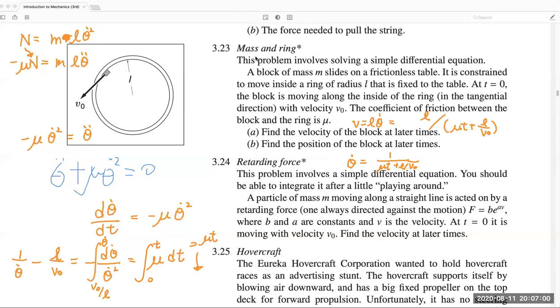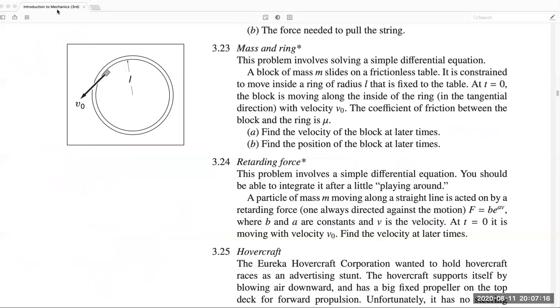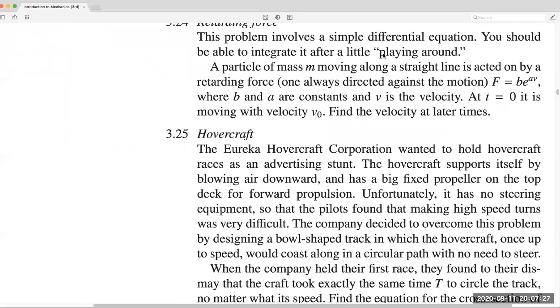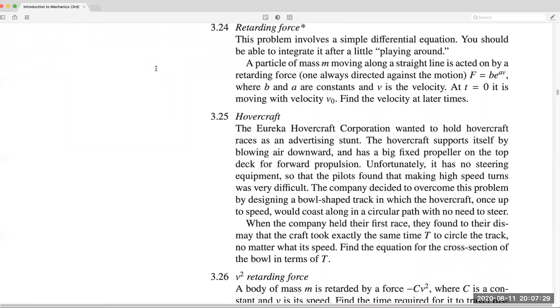So if no question, then let's go on to the next. Okay, so I clear the screen now. This question is so similar to what we have done before, and this is a differential equation. I think this one may be a little bit more difficult. Let me try to do it.